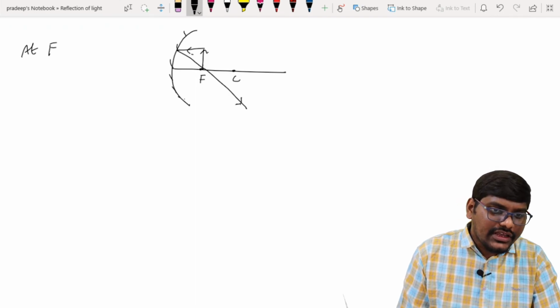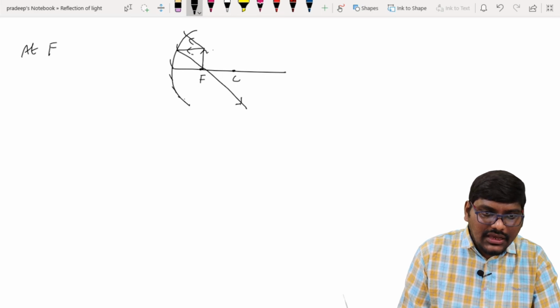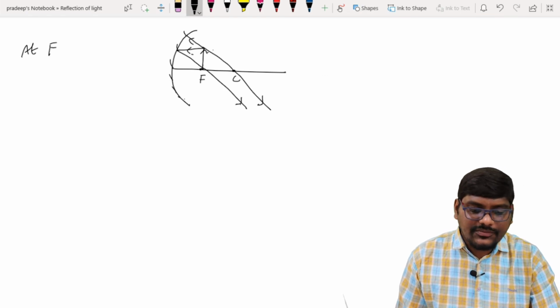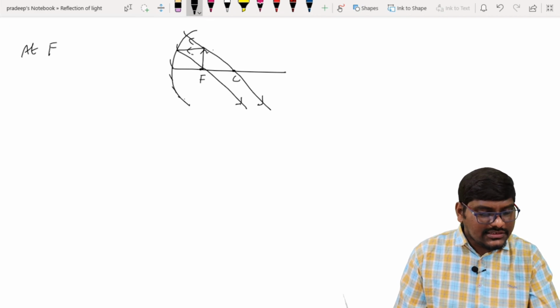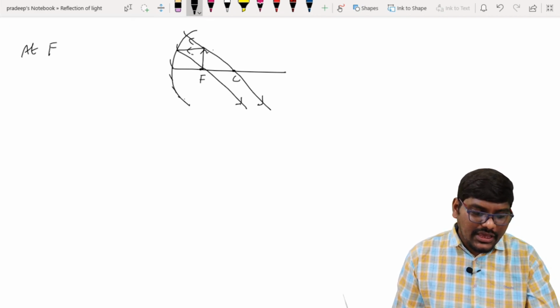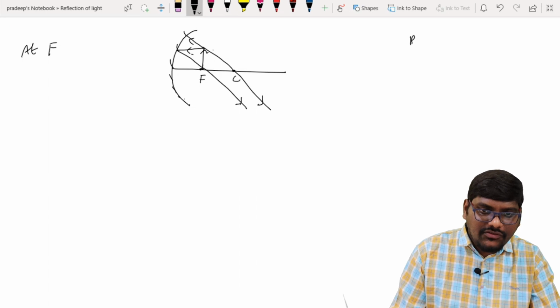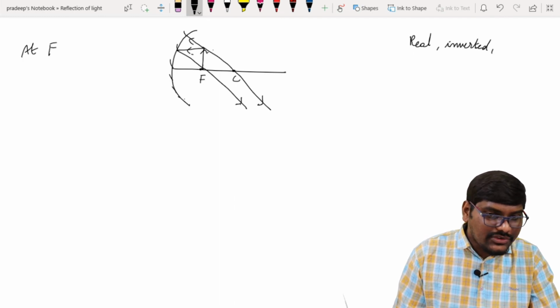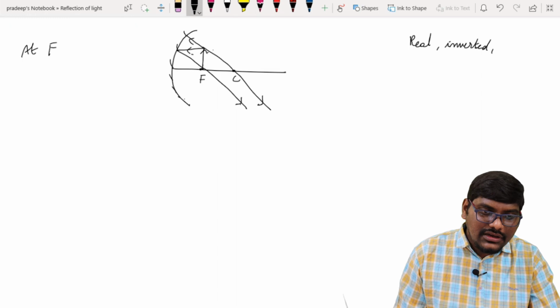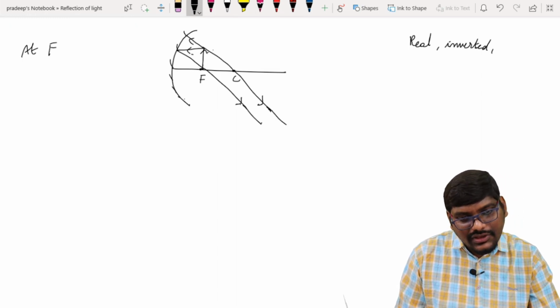Okay, a second ray is going like this, touching the mirror, and coming back through the center of curvature. Right, so now let's see its characteristics here. If we observe, the object is kept at F, and the image formed is a real image. It is also inverted. This ray is coming over here, and as these both are parallel, they are going away like this.